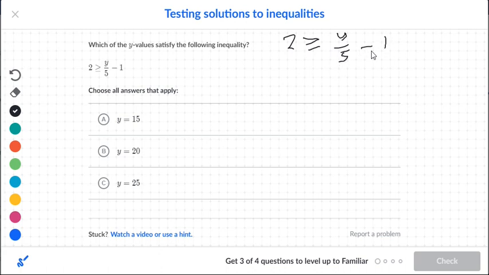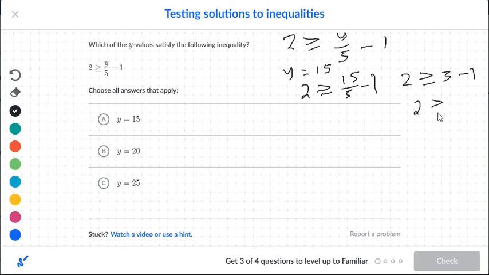So what we want to do is start off with y equal to 15. We're going to say 2, then our inequality sign, then 15 over 5 minus 1. Okay, we're going to reduce this. 15 over 5 is 3, so 3 minus 1. Then we have 2, our inequality sign, and then 2.